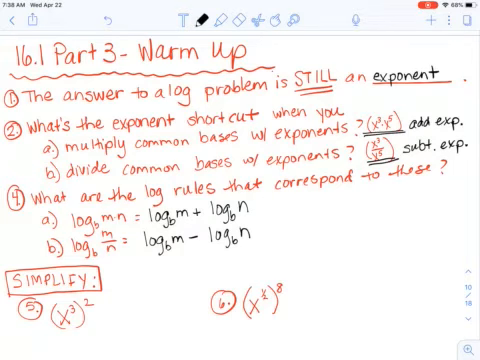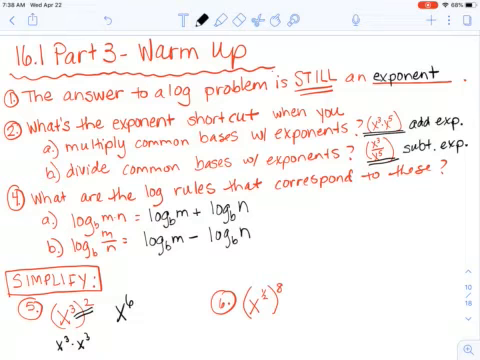Okay, and then a couple reminders. If we were doing a power to a power, remember if we were doing x cubed to the second power, that's going to be x to the sixth. Remember, this means x cubed times x cubed. And if we added them together, that gives you x to the sixth. So the shortcut is to multiply these numbers.